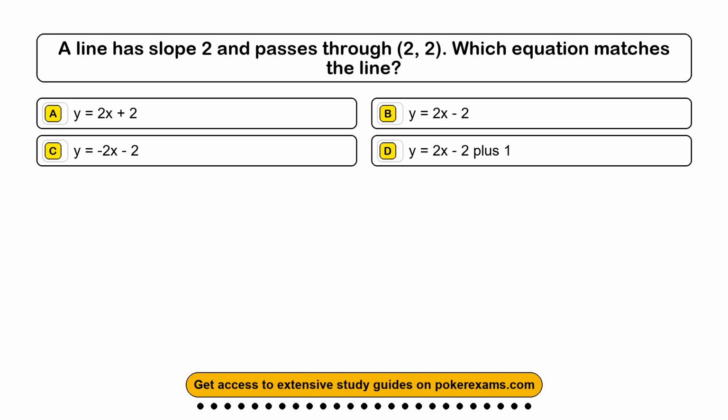Question 14. A line has slope 2 and passes through 2, 2. Which equation matches the line? Option A, y equals 2x plus 2. Option B, y equals 2x minus 2. Option C, y equals minus 2x minus 2. Option D, y equals 2x minus 2 plus 1.